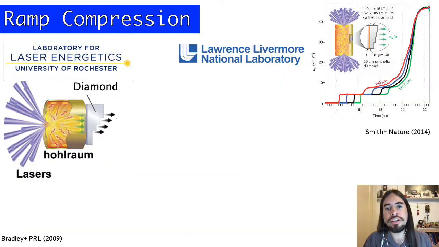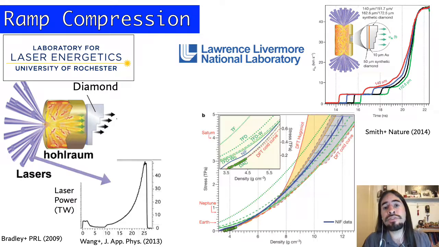Ramp compression is available at leading national labs such as the Livermore National Laboratory and Rochester LLE, and it is the design of the laser pulse shape, whose power increases with time, that allows to compress these materials to these extreme pressures and densities, but without heating it as much as shock compressions do.